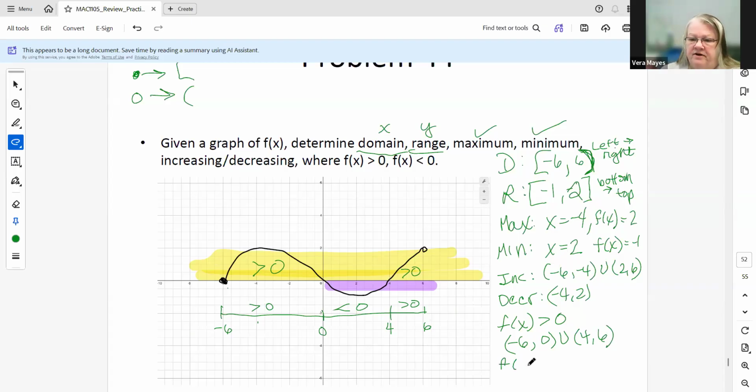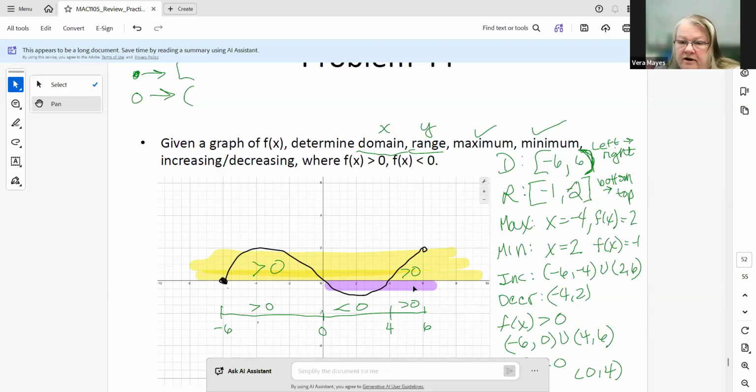Now let's do the f of x less than 0. That was this little small part here from 0 to 4. And now I've got the whole graph. And you can see how the highlighting functions here. Be careful with your highlighter. Just this little part here was purple.